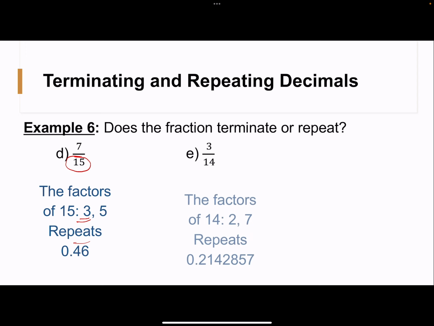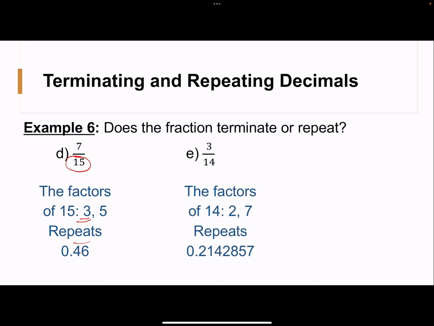And 3 over 14, we have factors of 2 and 7. And you're going to see here that the 1, 4, 2, 8, 5, and 7 do repeat. And again, it's going to be a repeating decimal because I have a factor of 7, a factor other than 2 and 5. So it's really easy to look at the denominator of a fraction and determine if that's going to turn into a decimal that terminates or repeats.